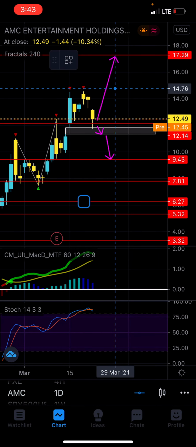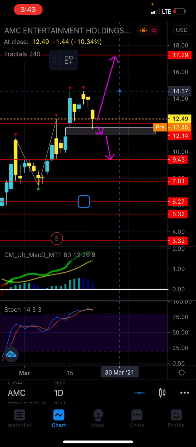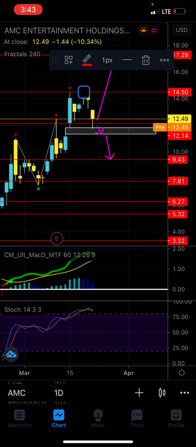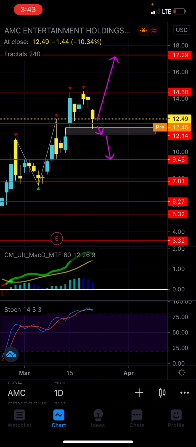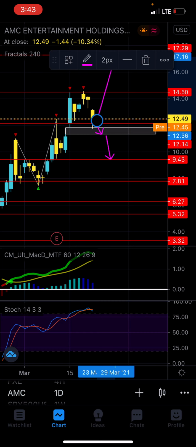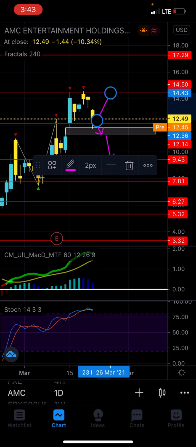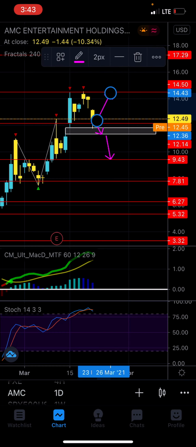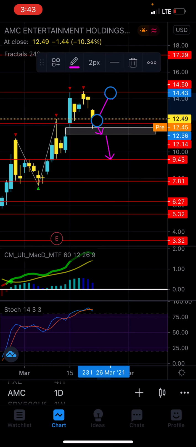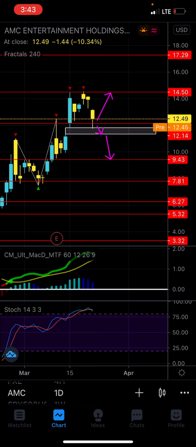I think we still have another support here at 14.50 on the day chart. Let me move this out of the way. So I think we can definitely go back and hit these tops. Do I think this is actually going to happen? Not really. I don't really think we're going to go back and hit these tops of $14.50.